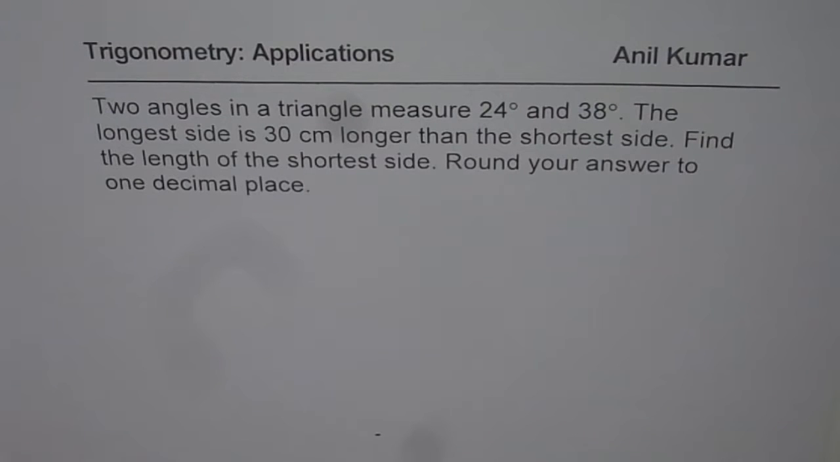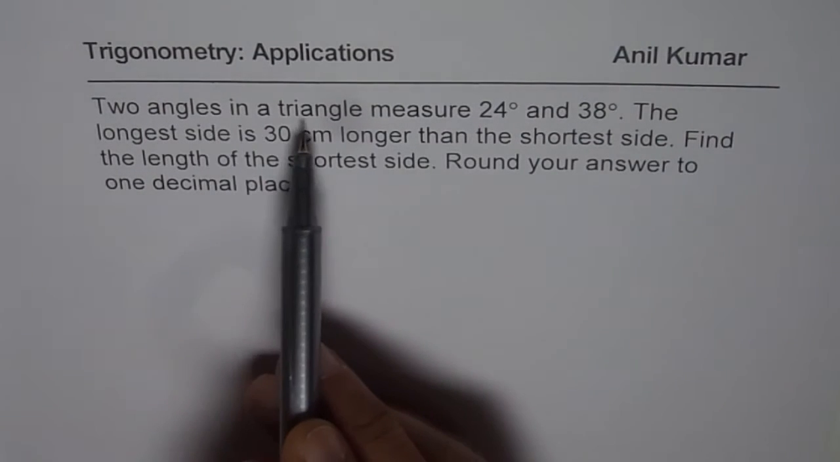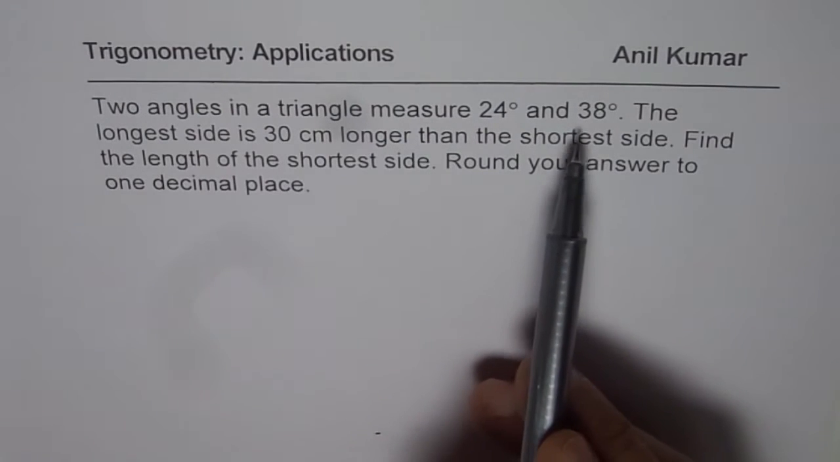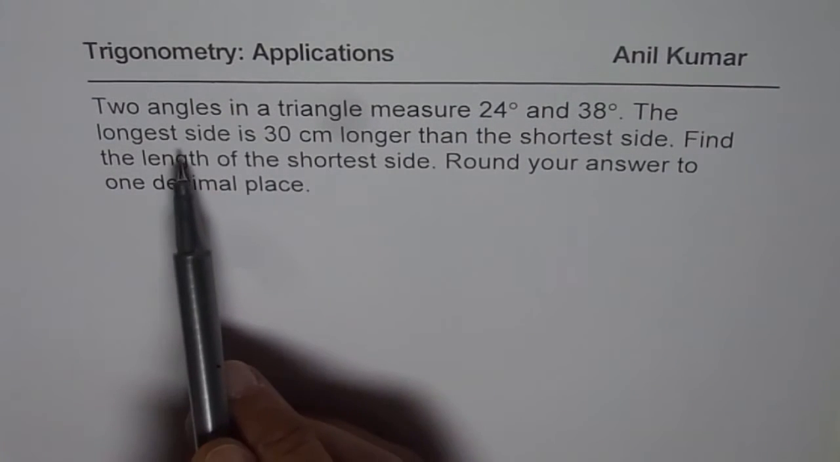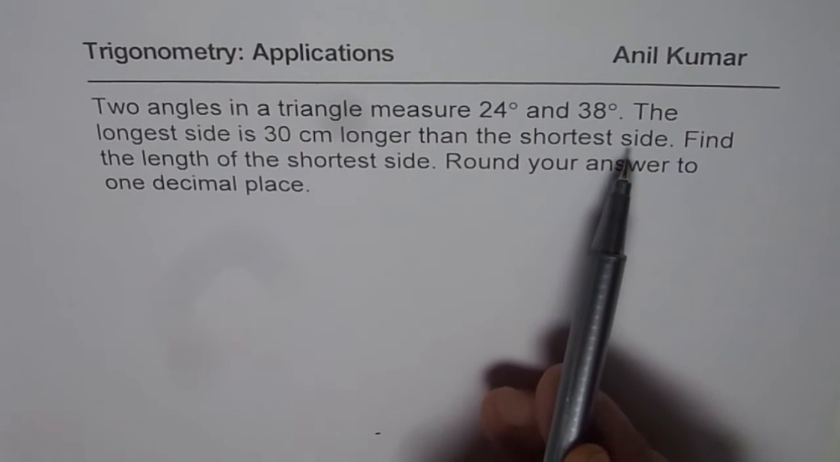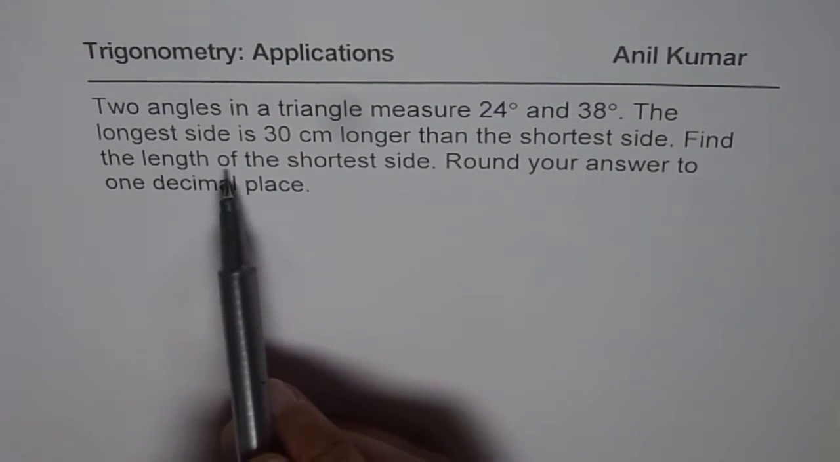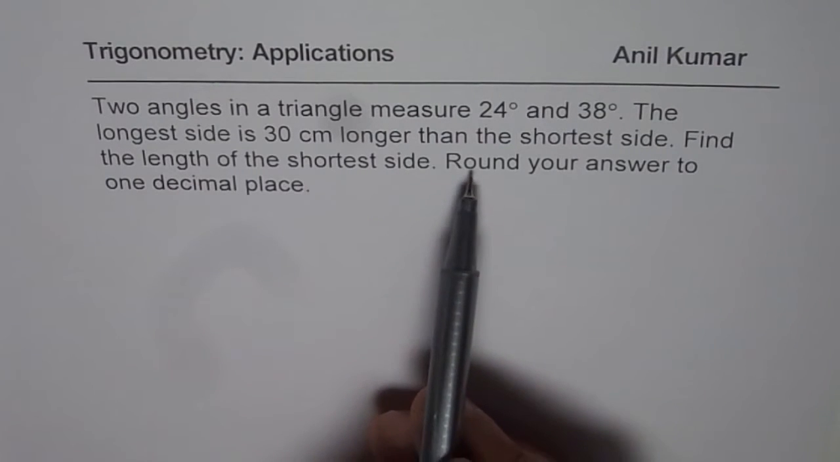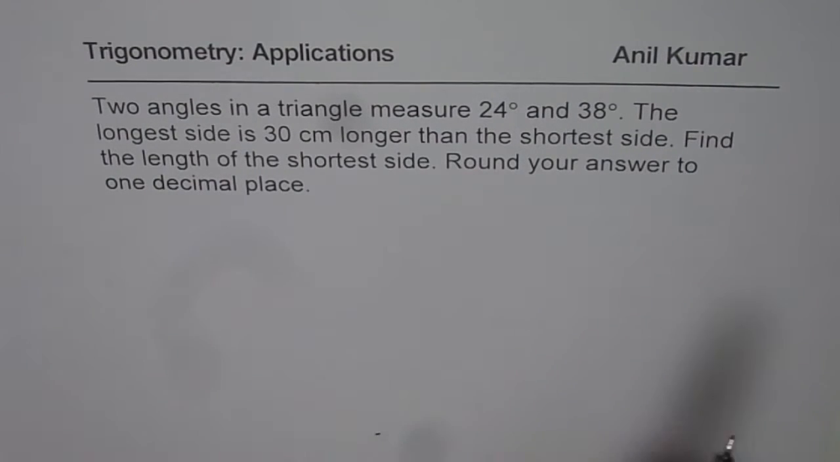The question here is, two angles in a triangle measure 24 degrees and 38 degrees. The longest side is 30 centimeters longer than the shortest side. Find the length of the shortest side. Round your answer to 1 decimal place.